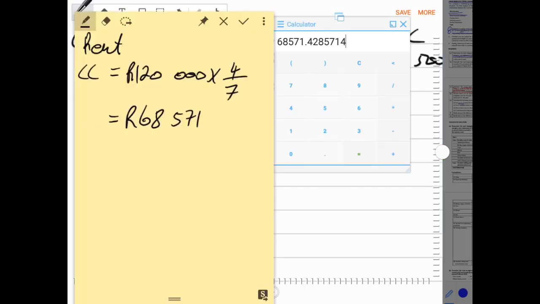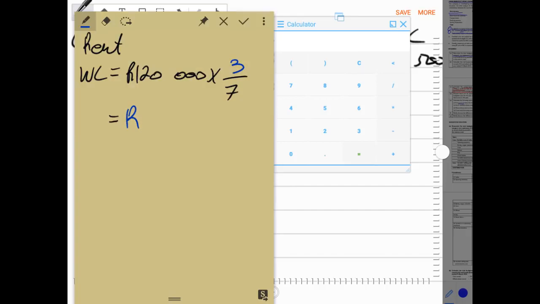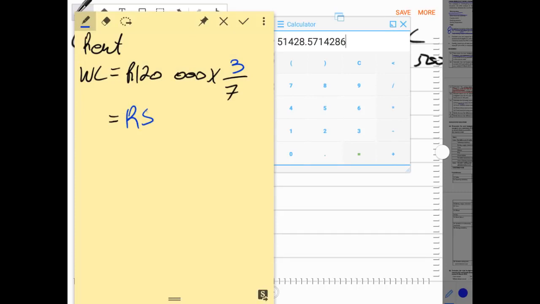Then the second one will be the allocation of the same rent to the next product, which is product WC. We are allocating the same amount, but now in the ratio of 3/7, no longer 4/7. So we allocate the same 120,000 times 3 for product WC, divided by 7, which gives me an amount of 51,429.